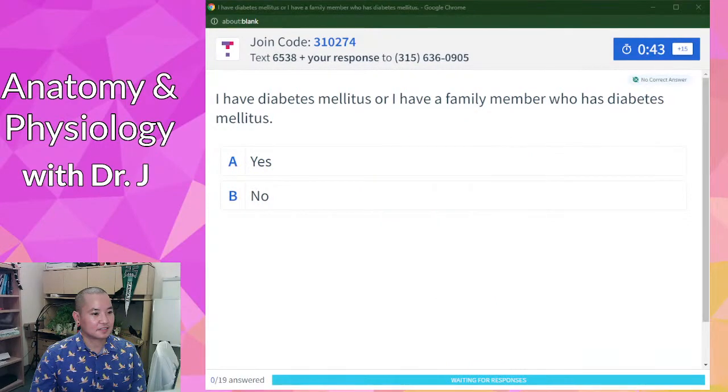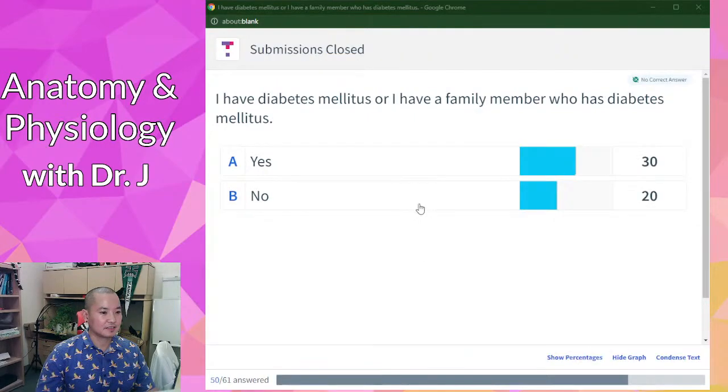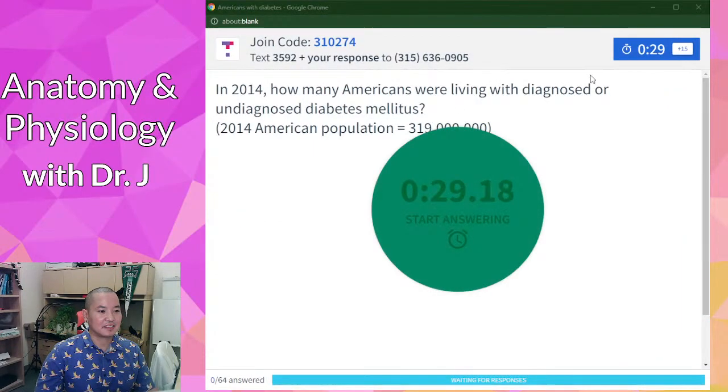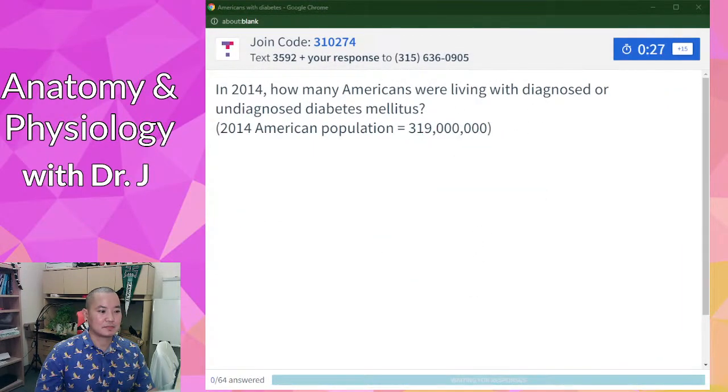Okay, so let's do a little survey. And again, there's no right answer for this one. All right, let's see the responses. And it seems like actually the majority of us either have diabetes or we know someone with diabetes. Next question. Again, I'm not going to ask you stats like this on the test, but let's see if you can make a good guess.